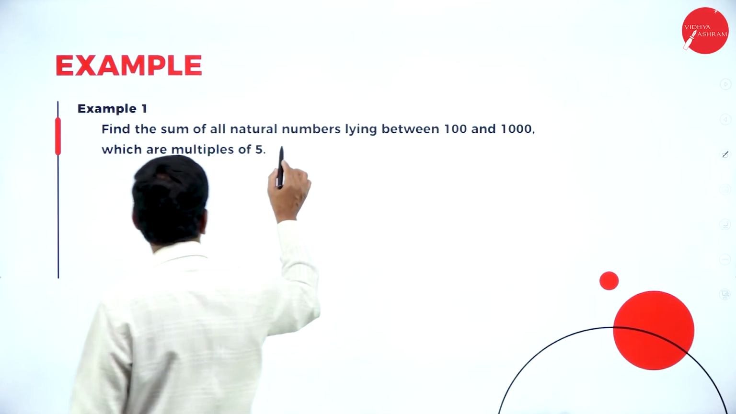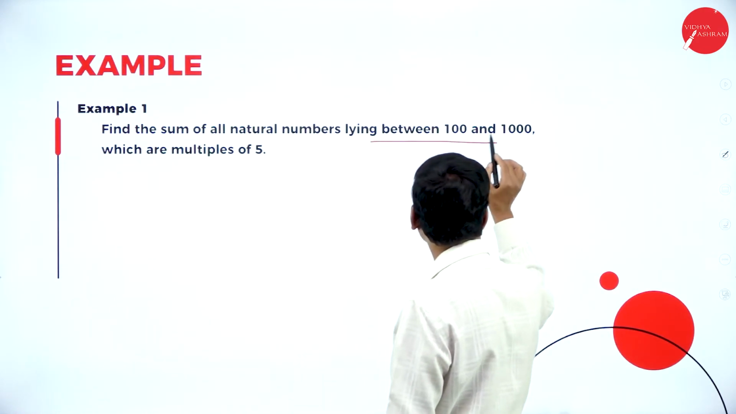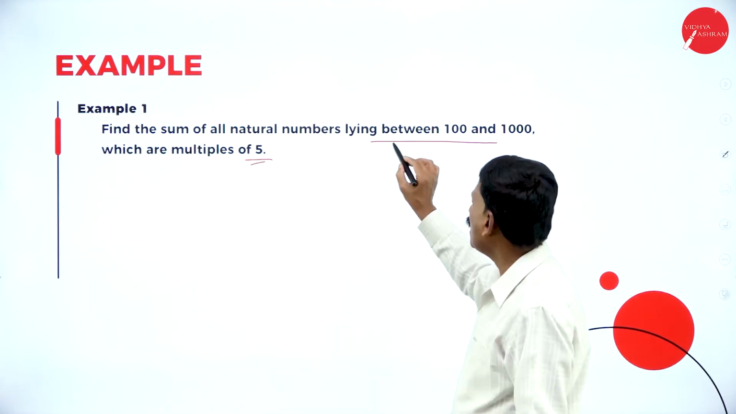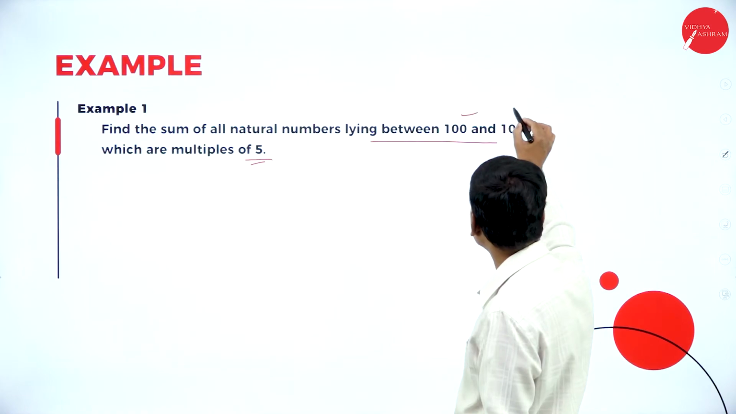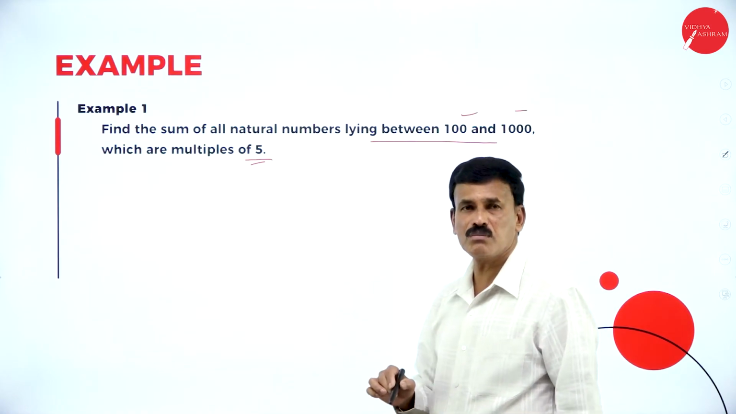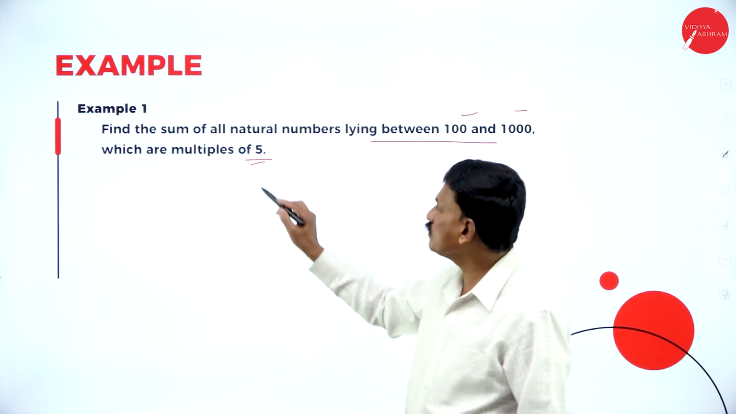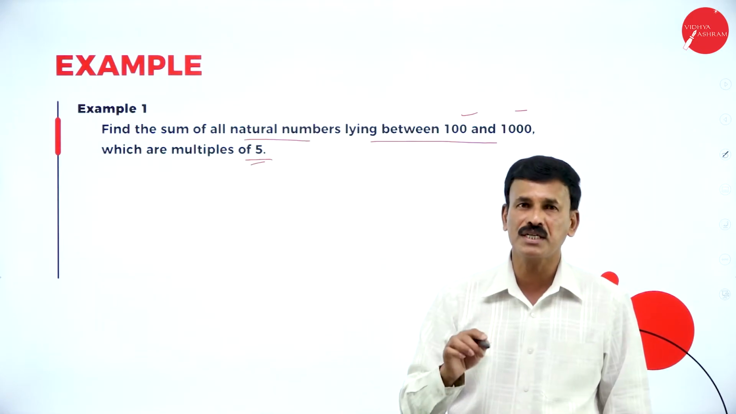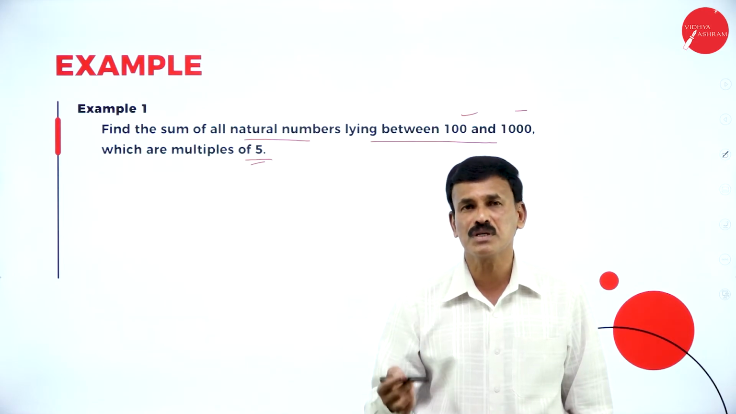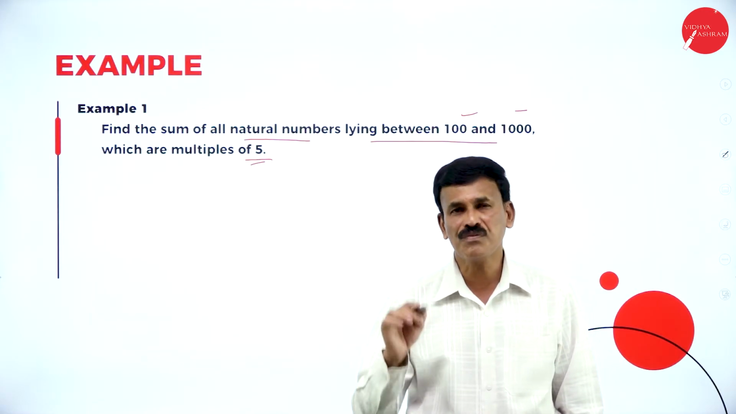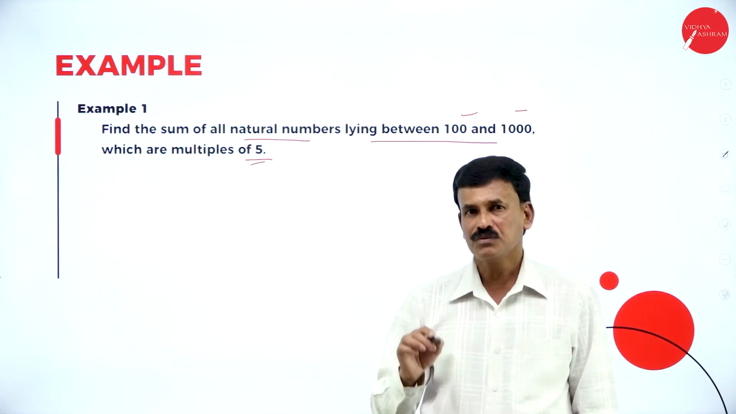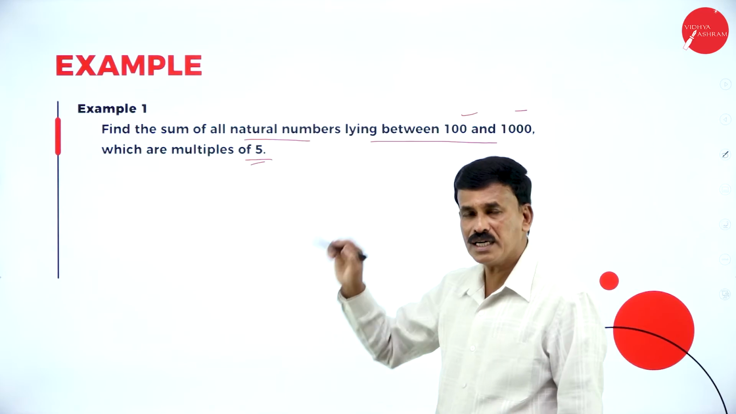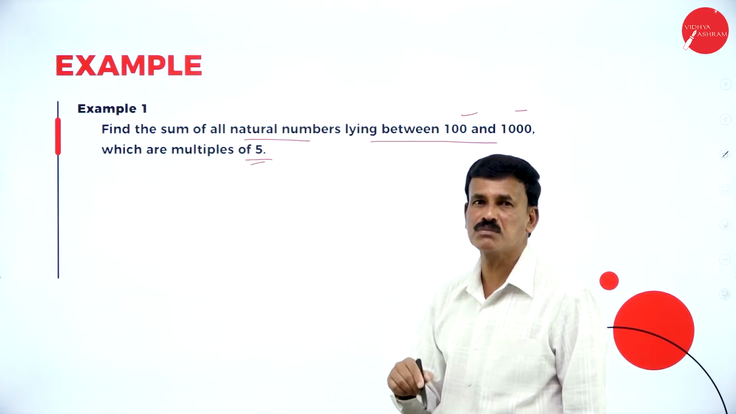Find the sum of all natural numbers lying between 100 and 1000 which are multiples of 5. So the values lying between 100 and 1000 and they are also multiples of 5, for that we are going to find the sum. Sum of all natural numbers between 100 and 1000 which are multiples of 5 is to be determined. Now first find out the first number which is a multiple of 5 after 100, and the number before 1000 which is a multiple of 5.